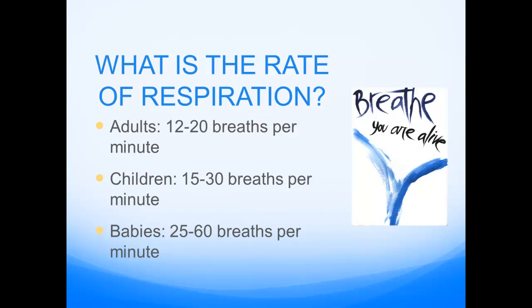What is the rate of respiration? In adults, it's 12 to 20 breaths per minute. In children, it's 15 to 30 breaths per minute. And in babies, it's about 25 to 60 breaths per minute. This all depends on the age of the children. For infants and newborns, it varies with whether they're a few months old, 6 months old, children of various ages, and then adults as well. It just depends person to person.